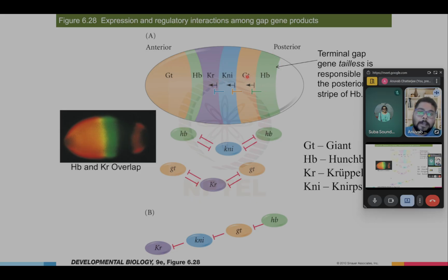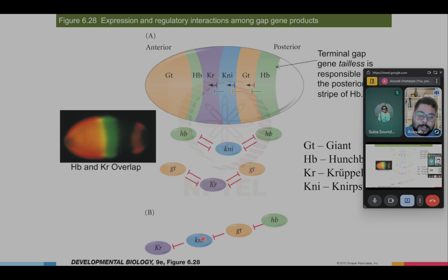Hunchback actually inhibits giant at the posterior end. So where there is hunchback on the posterior end, there is no giant. Then we have giant. Giant does not like nerves, which is the next gene. So there is no overlap between nerves and giant. So here there is a huge percentage, there is only giant, followed by crupple.